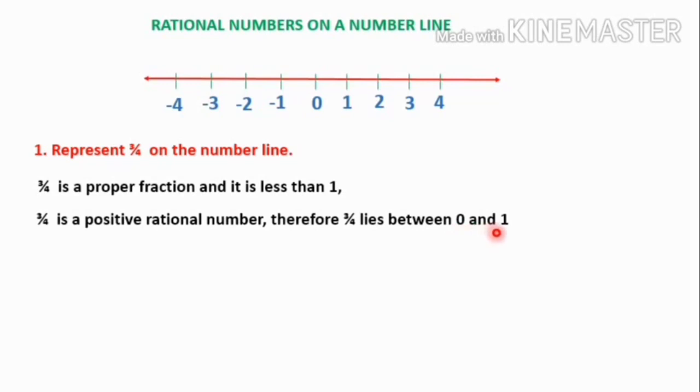For representing 3 by 4 on the number line, draw the number line with endpoints 0 and 1. Because 3 by 4 lies between 0 and 1. Since the denominator of the given fraction is 4, we have to divide the space between 0 and 1 as 4 equal portions. The first part is 1 by 4, the second part is 2 by 4, and the third part is 3 by 4. So, here is the position of 3 by 4.